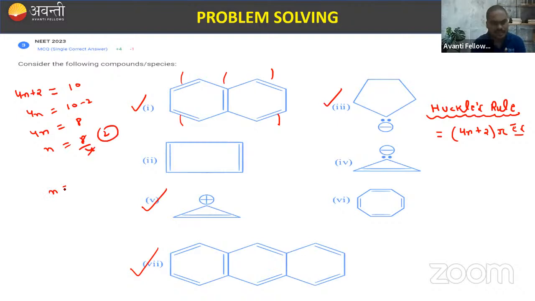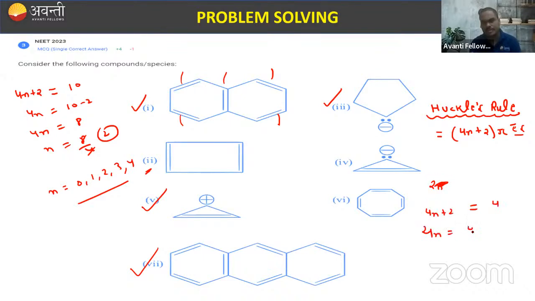So whenever n comes as 0, 1, 2, 3, or 4, then it will follow Huckel's rule. Like this only. For example, in the second case, they are not following Huckel's rule. Why? Because 4n plus 2 is equal to 4. So 4n is equal to 4 minus 2, which is 2. So n is equal to 2 by 4, that is 1 by 2. This is not possible, right? The value must be 0, 1, 2, 3, not a fraction.